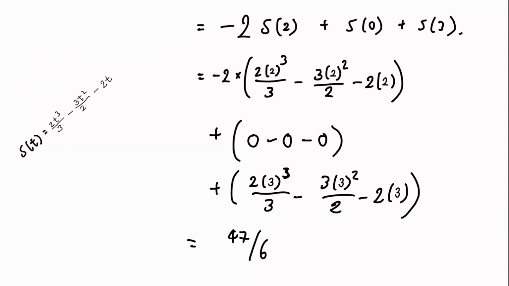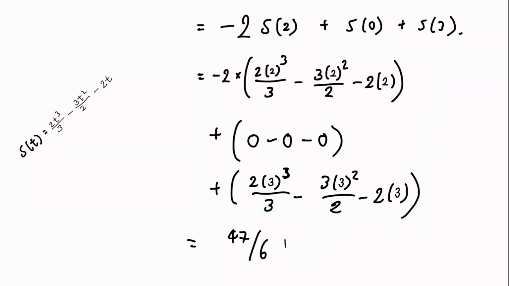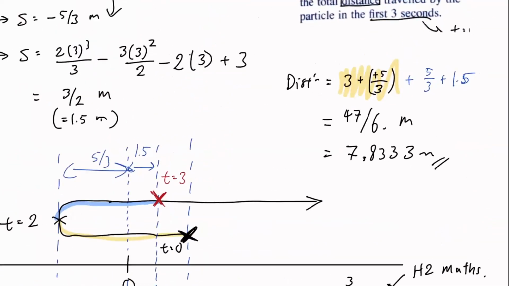Oh, wait. I wanted you to type this part here. I get it. 47/6 meters, yeah, which is 7.83333 meters. What a coincidence. It is the same as what we got from doing the snake diagram.